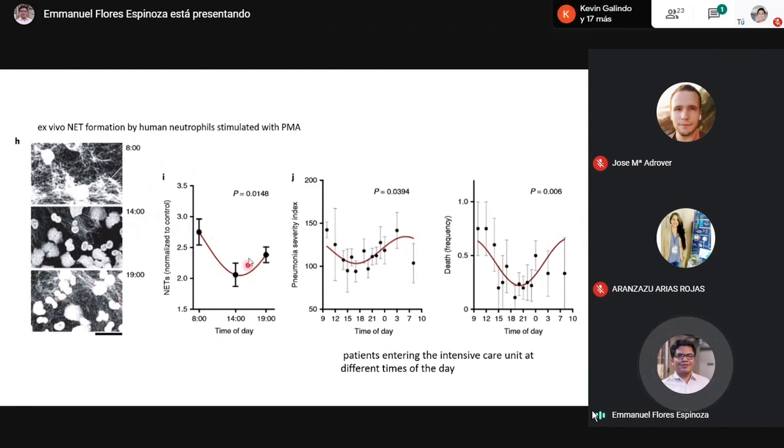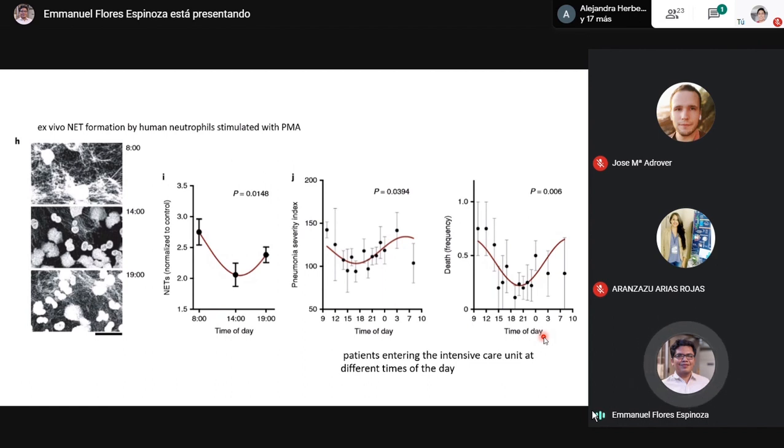And they also provide interesting insights into how this process could impact the pathology progression or the clinical signs seen in patients with pneumonia. They measured the pneumonia severity index by retrospective analysis of patients.